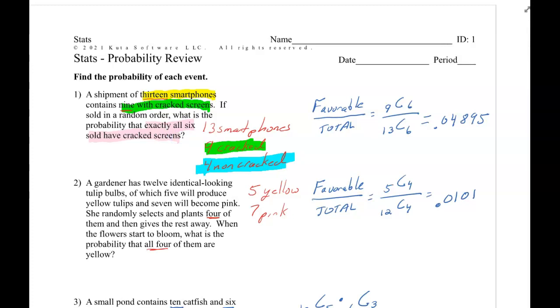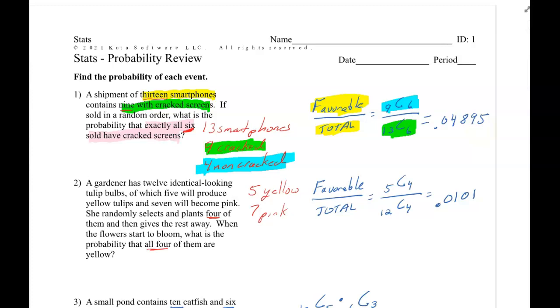So remember, the definition of probability is favorable outcomes over total outcomes. So out of the 9 cracked screens, I want to choose 6 of them. So that's the numerator, 9 choose 6. And the denominator, there are a total of 13 smartphones, and you're choosing a group of 6. So a key word in this problem is you were choosing 6 of them at a time. So that's why the denominator is 13 choose 6. Typing that in the calculator, you get 0.04895.